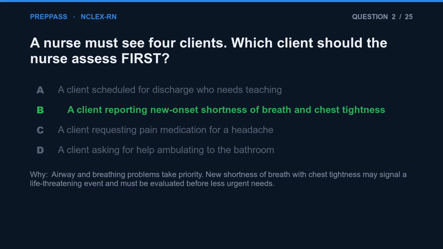The correct answer is B. Airway and breathing problems take priority. New shortness of breath with chest tightness may signal a life-threatening event and must be evaluated before less urgent needs.